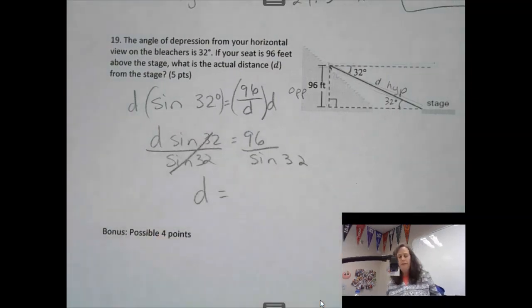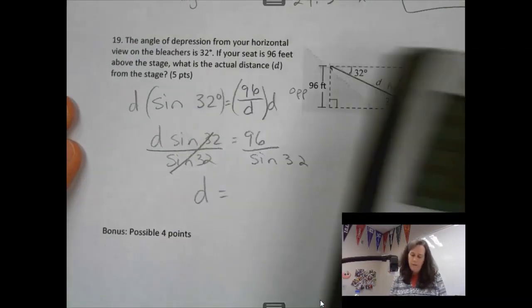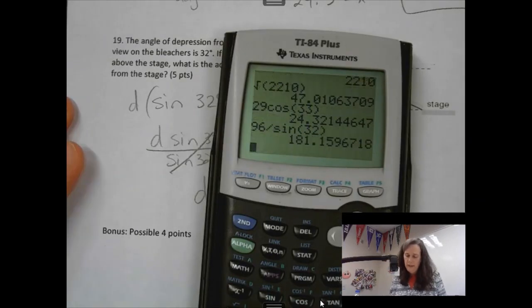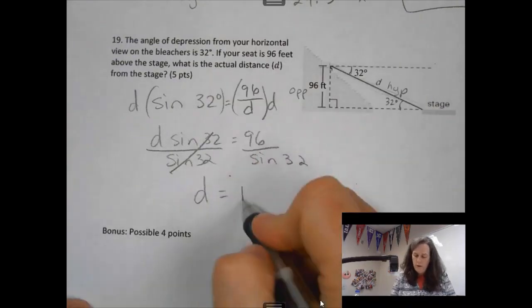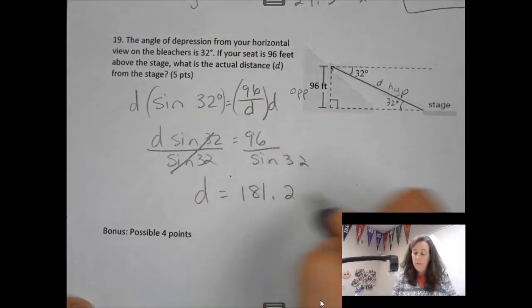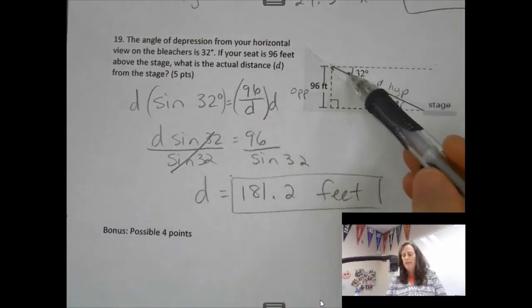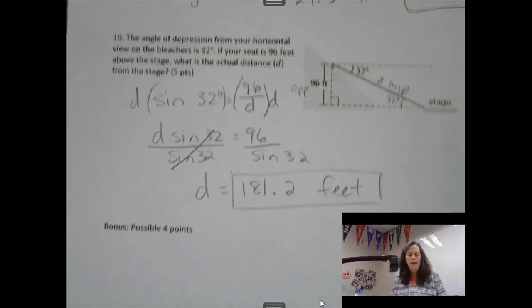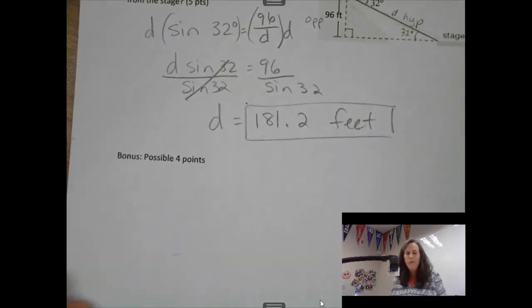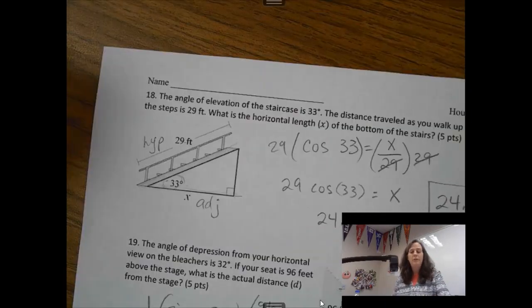And what do we get? 96 divided by the sine of 32. 181 point, we'll round that to 2. 181.2. I'm going to put feet from your seat up at the top of the bleachers down to, was it a stage? The stage below. Okay, and then there will be a bonus question that you'll want to take a stab at and try to get those 4 points. Okay, that's our review. I will see you guys later.